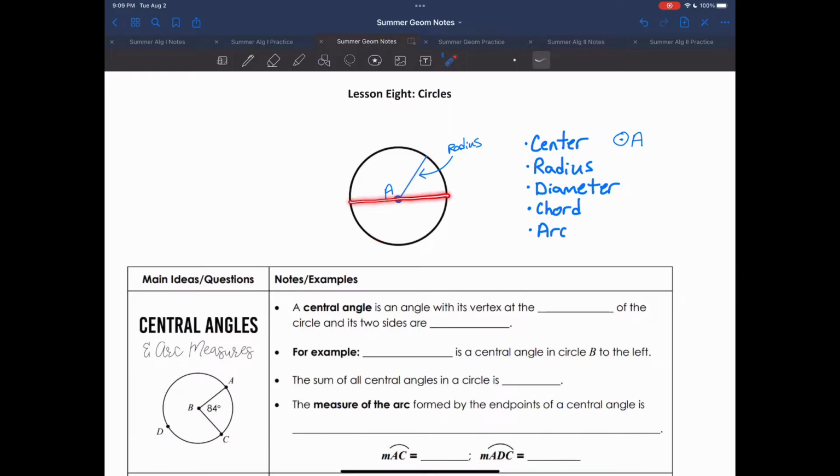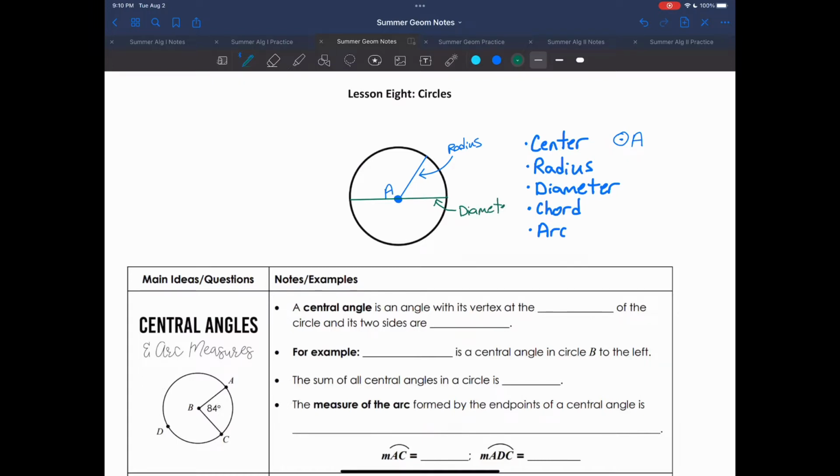You could draw one here. You could draw one here, as long as it goes through the center, which that one did not. Those are all diameters, and all diameters are the same length. They must go through the center for it to be a diameter. So let's draw an example of this. I'll just go side to side. Let's say we start here, go through A, end over here. Okay, so there's a diameter, which we could label that too if we want. If you want to do that, go for it.